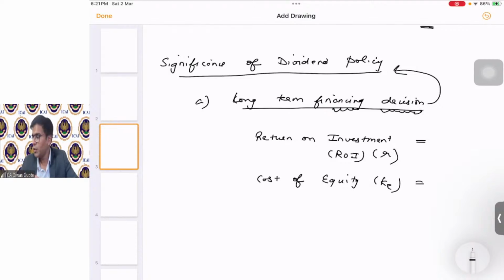I request everyone to please attempt this and share your thoughts on this. What do you think return on investment would mean? And what do you think cost of equity will mean? Come on, students.